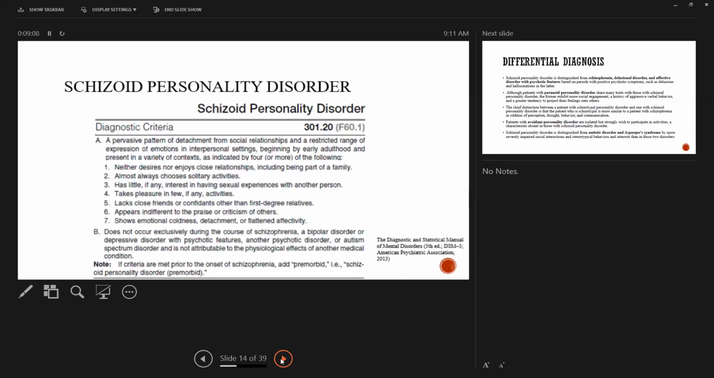First is schizoid personality disorder. Now, this patient neither desires nor enjoys close relationships. He usually likes to be alone. He also does all the activities alone. And he has little, if any, interest in having sexual experiences with another person. He takes little pleasure in activities. He will not have any close friends or confidants other than first degree relatives. He will be indifferent to the praise or criticism of others and will be emotionally cold or detached.